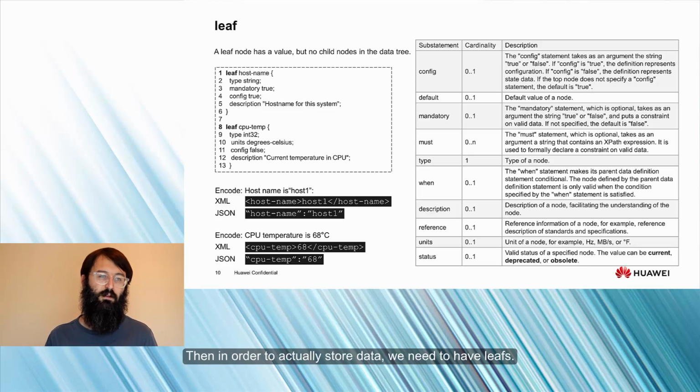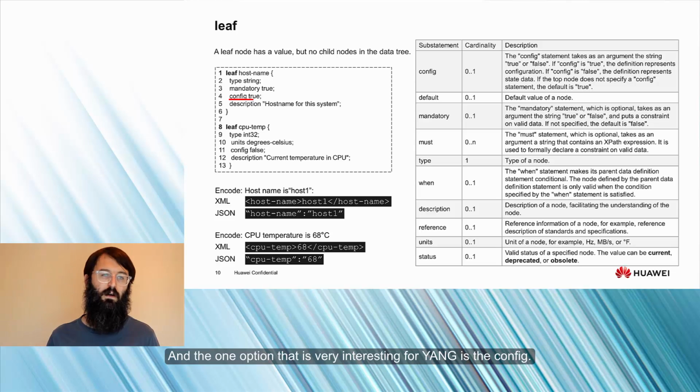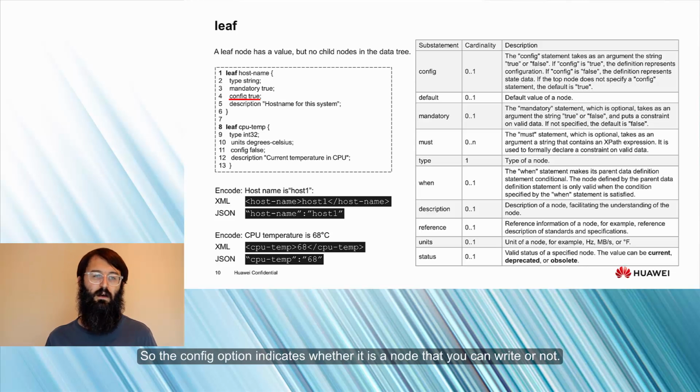Then in order to actually store data, we need to have leaves. So a leaf represents a node that will contain the data. It has a name, it has a type, it has a description. So this is pretty basic. And then there are some more options. So for instance, it can be mandatory or not.